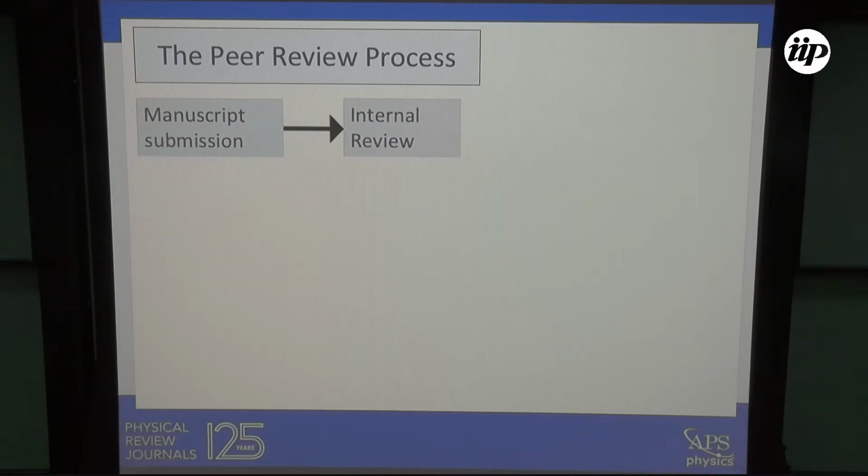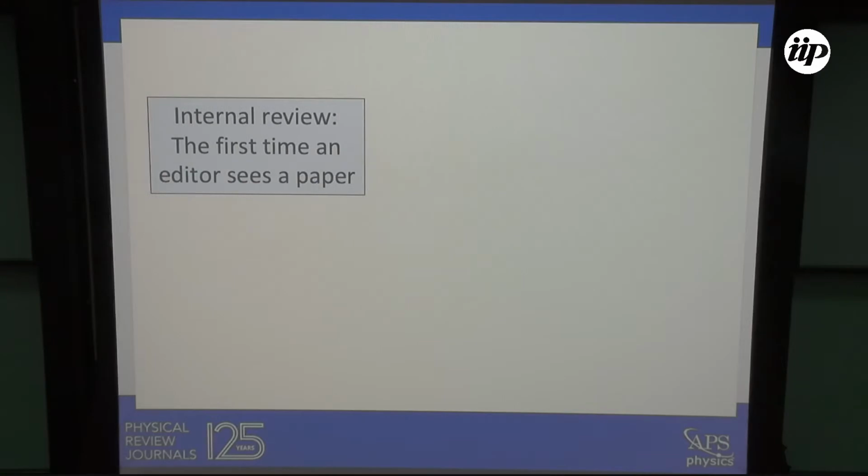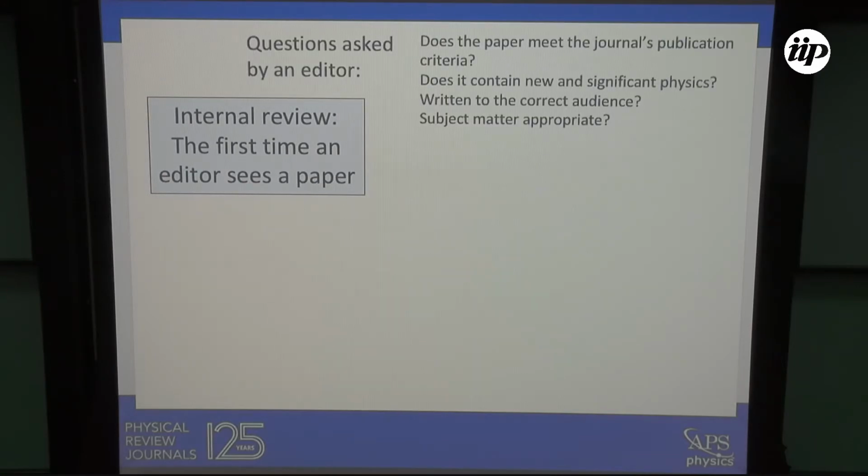So, when the manuscript gets submitted, it goes through an internal review. That's us. We look at it, and the first time an editor sees a paper, these are some of the questions, not all, that we ask. Does the paper meet the journal's publication criteria? Does it contain new and significant physics? Is it written for the correct audience? And is the subject matter appropriate? And then we will make a decision of whether it gets sent out to review or not.